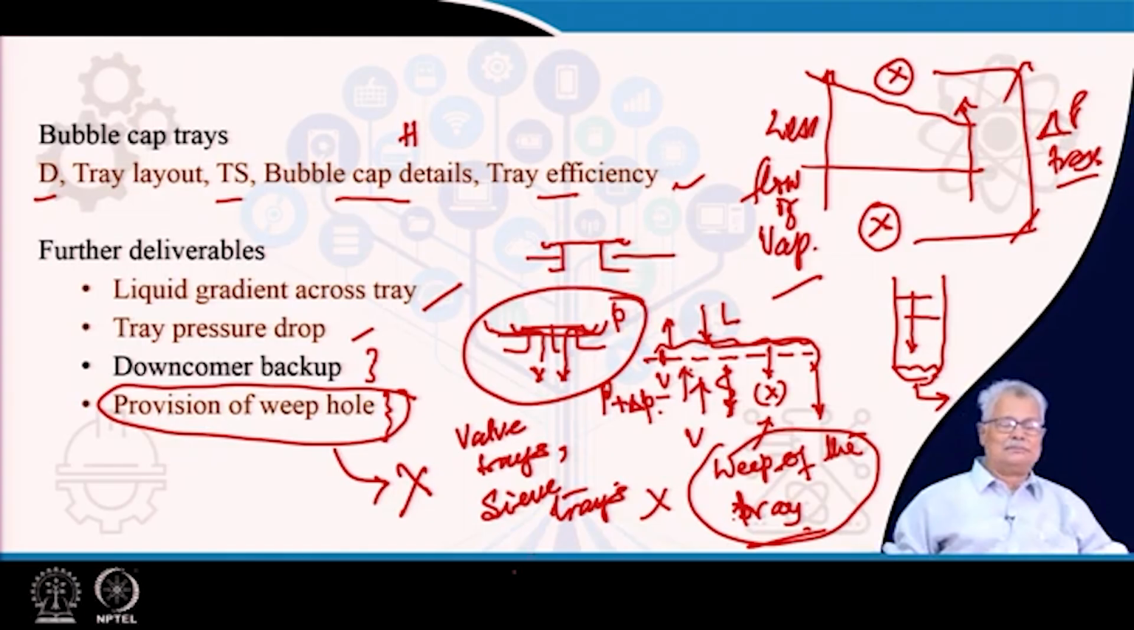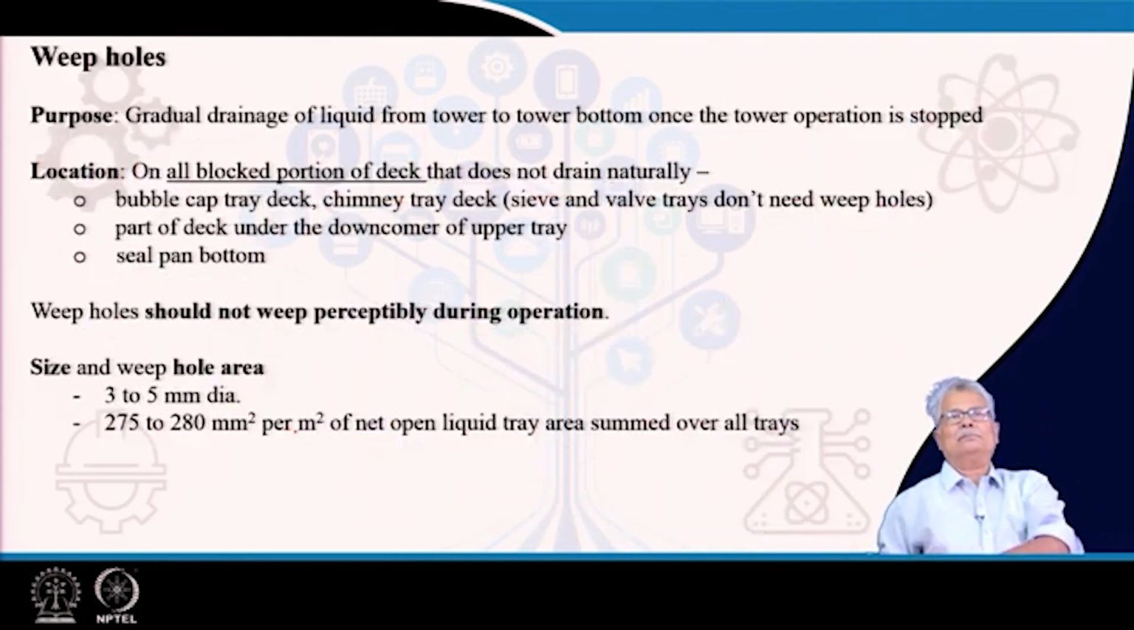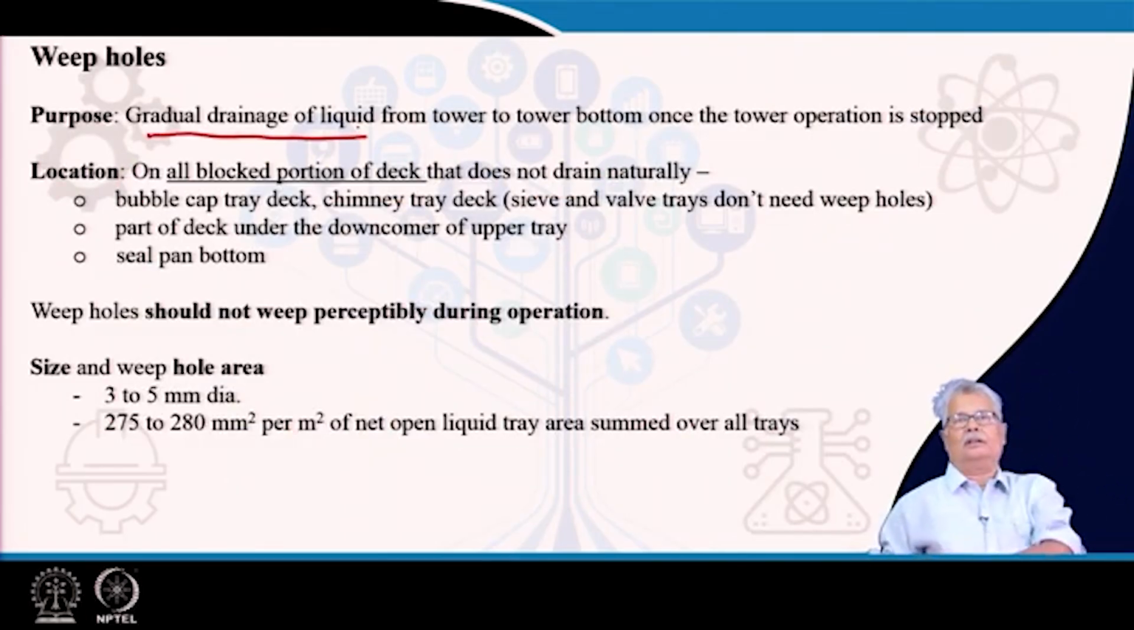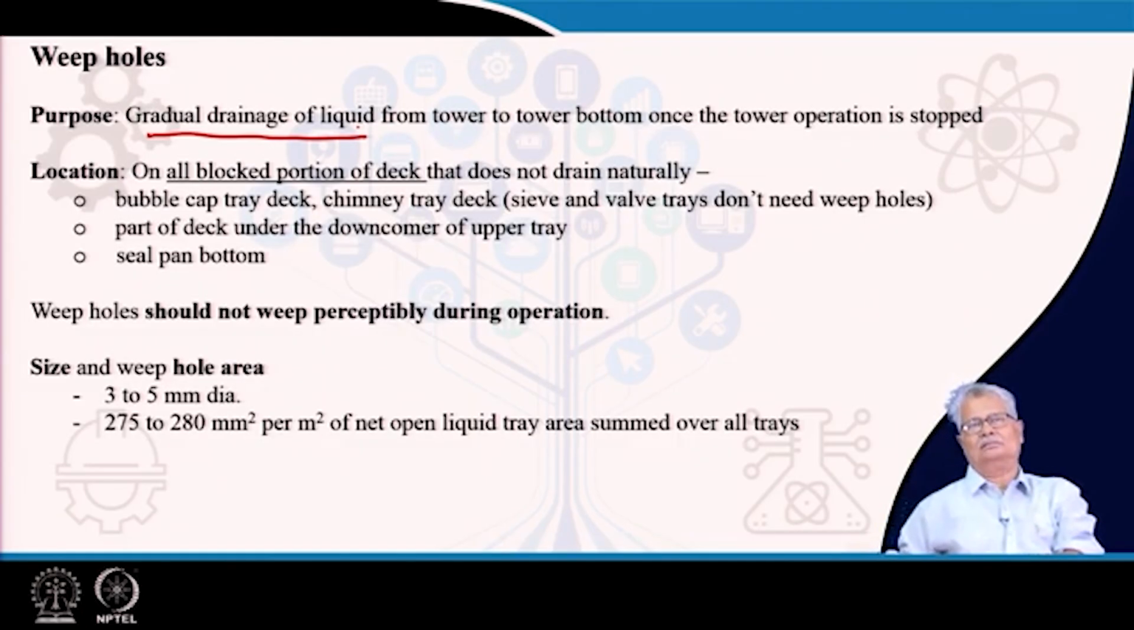Let us go for the simplest thing to tackle. We will tackle the weep hole and its provision first. The purpose of a weep hole is gradual drainage. That means, when my operation stops, from the tray, I want all the liquid to get collected in the column bottom. And why it happens, we just explained that. Now, this draining will be necessary on all blocked portions of the deck. That means, where it does not drain naturally or freely.